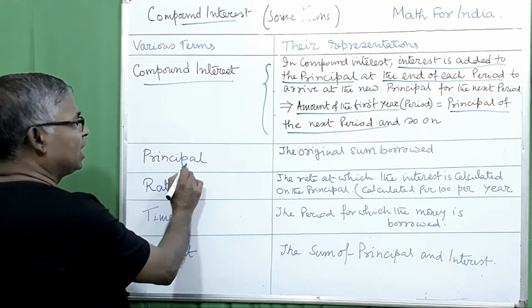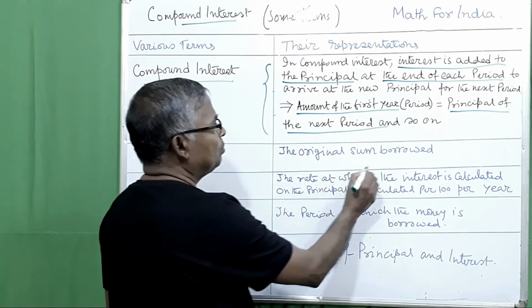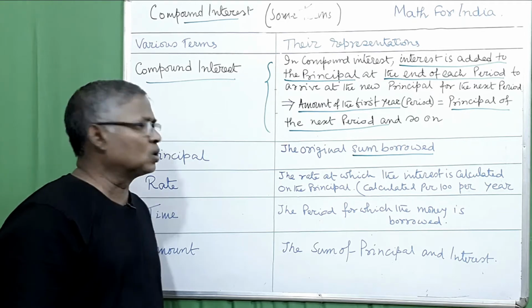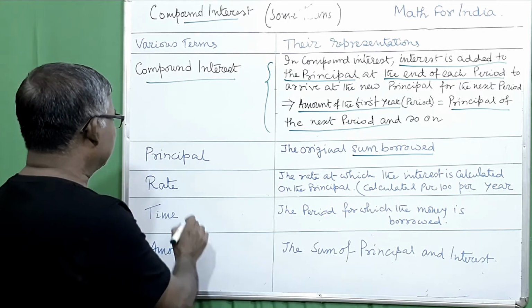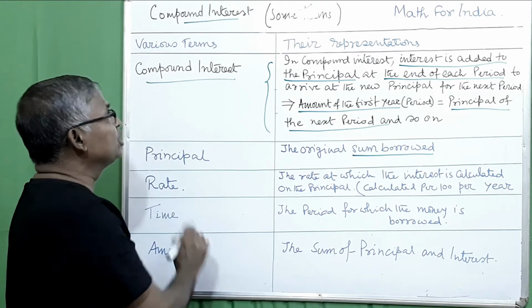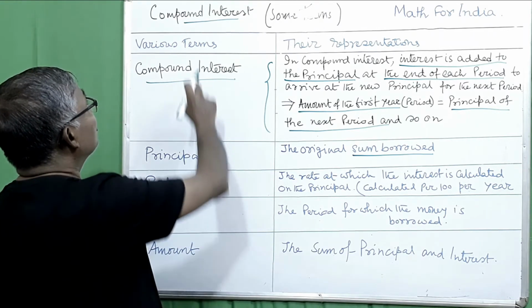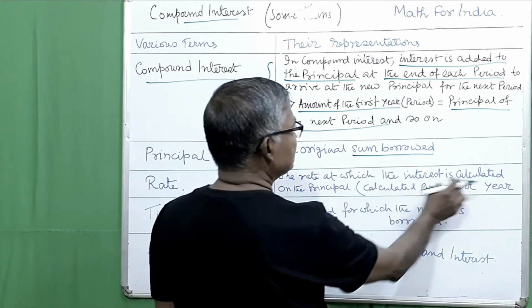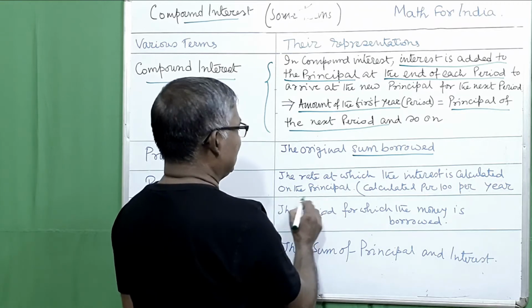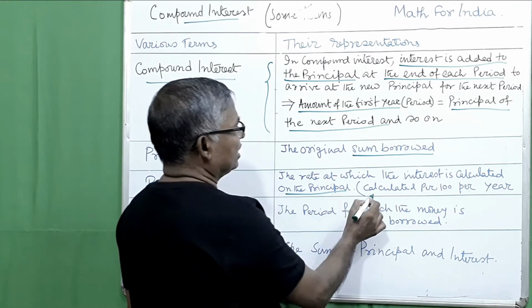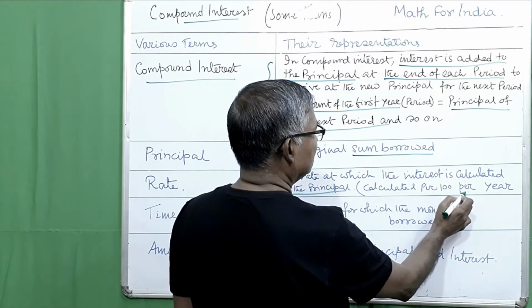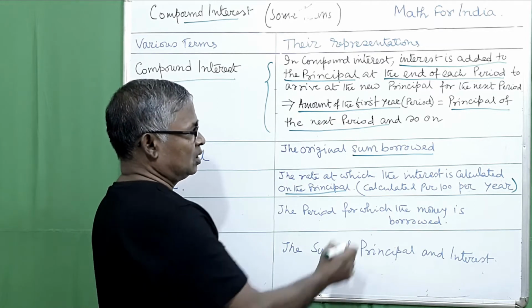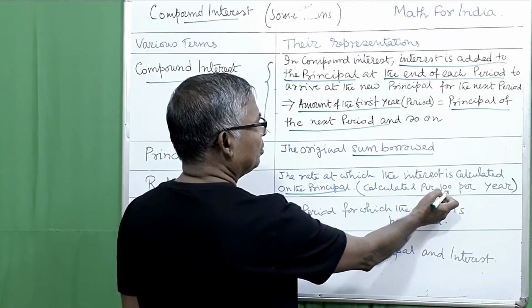Now, what is principal? The original sum borrowed. What amount is taken as loan? That is called principal. Rate. The term is used in calculating compound interest. Rate is the rate at which the interest is calculated on the principal, calculated per 100 per year. Here rate is given per 100 rupees per year.